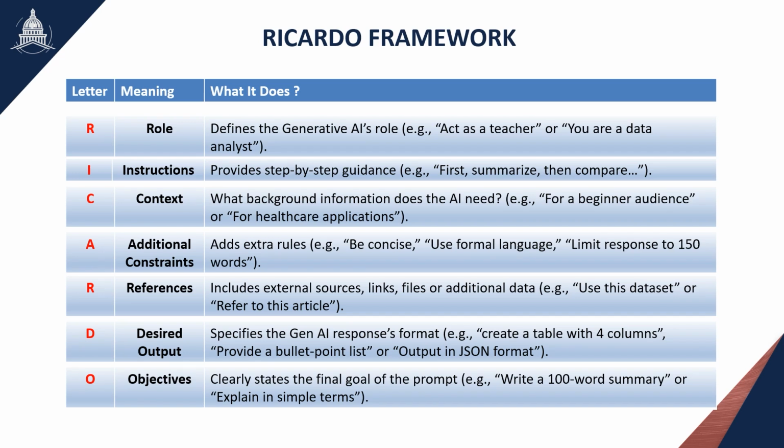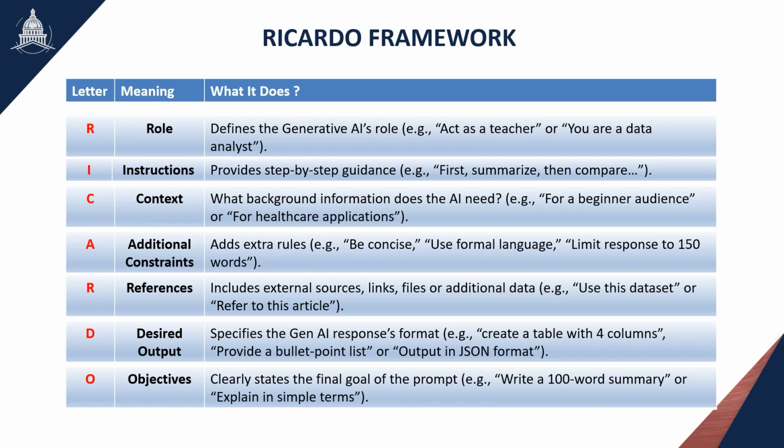And finally, we have D for the desired output. Do you want a table, a list, or a detailed explanation? For example, in my exam, I would ask the AI to use a list for the questions, to use Roman numbers for open questions, letters for different possible answers of each question, and so on.